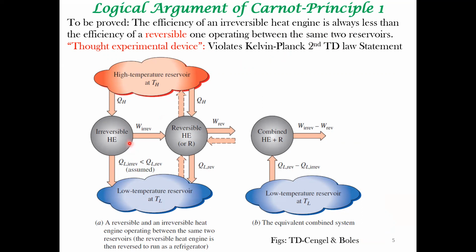So let's first imagine an irreversible heat engine. QH is supplied from the high temperature reservoir to the engine, and some amount of heat, in this case QL irreversible, is being rejected to the low temperature reservoir. A first law balance would tell you the work obtainable from this irreversible heat engine; you can get that just from a first law balance.